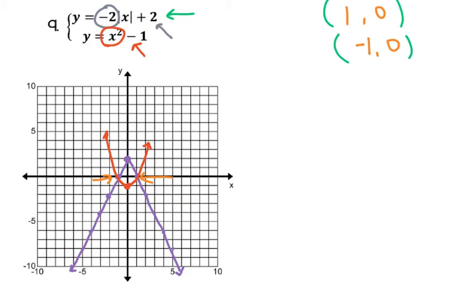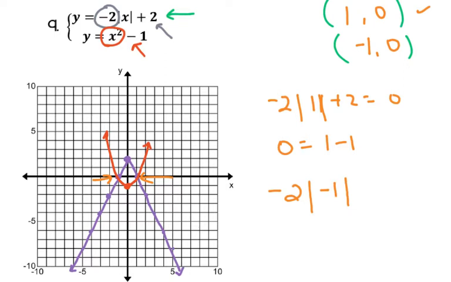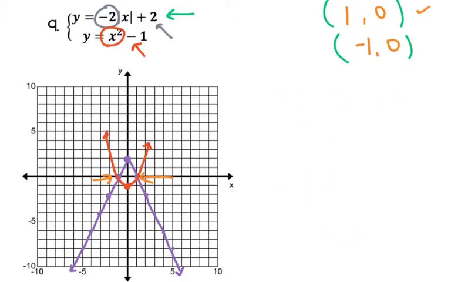Now, if this were a test or a quiz, before I turned this in, I would check to make sure that both of those ordered pairs work. So we would want to say negative 2 times the absolute value of 1 plus 2, is that equal to 0? And if it's not, then I did something wrong. Then y equals 1 squared minus 1, that's true. So I've checked the first one. For the second one, negative 2 times the absolute value of negative 1. So the absolute value of negative 1 is 1, so negative 2 times 1 is negative 2, plus 2 is equal to 0, which is what y is supposed to be equal to. Plug it in the other one, make sure it's true. But please, please do not do your quiz or test without verifying your solutions.